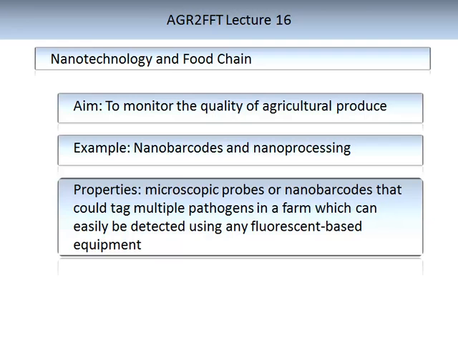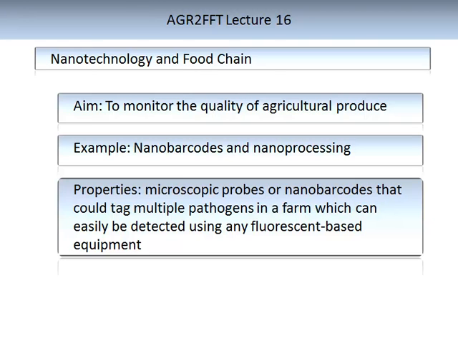Nanotechnology could be applied to the food chain to make food production safer. At the Department of Agriculture, there has been a project to develop barcodes and nanoprocessing. This could be used to monitor the quality of agricultural produce. A small microscopic probe or nanobarcode can be used to tag multiple pathogens in a farm, which can then be easily detected using any fluorescent-based equipment.